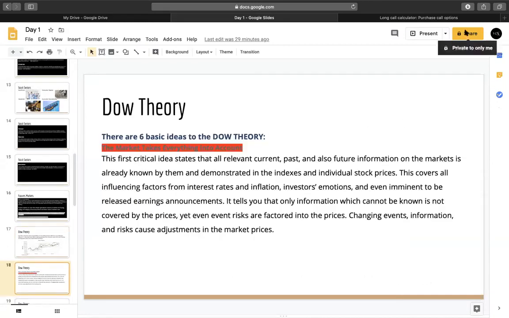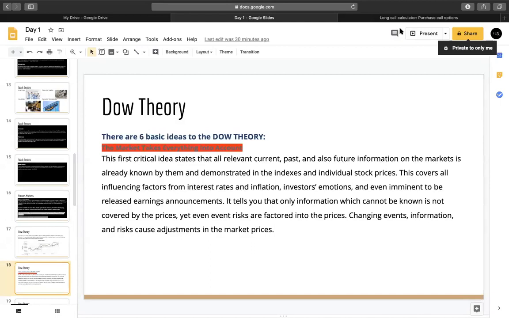There are basically 6 ideas to the Dow theory, okay? The first idea, it's a very critical idea. It states that all relevant current, past, and also future information on the markets is already known and demonstrated in the indexes and individual stock prices. This covers all influencing factors from interest rates, inflation, investors' emotions, and even imminent to be released earnings announcements.